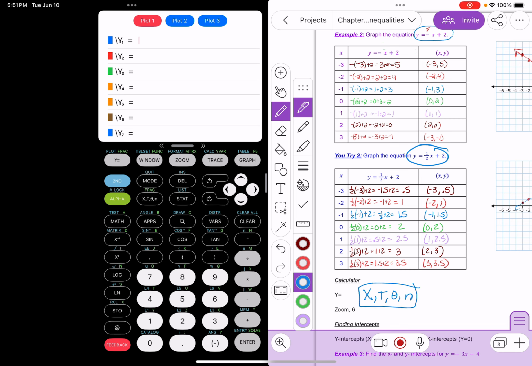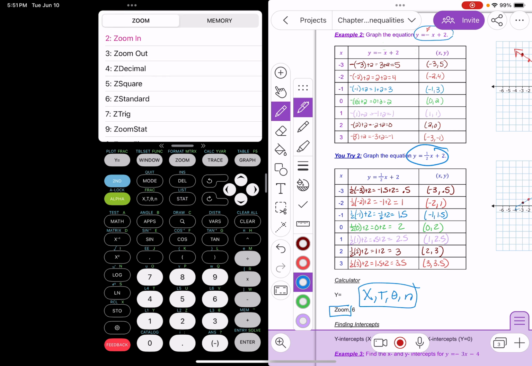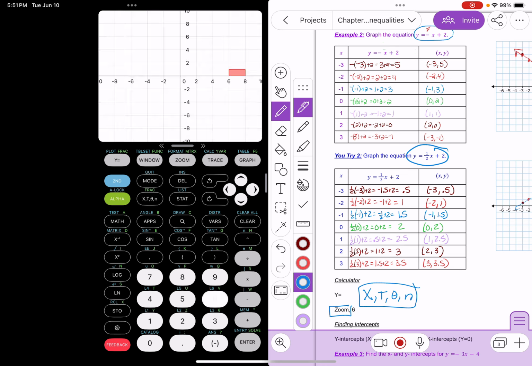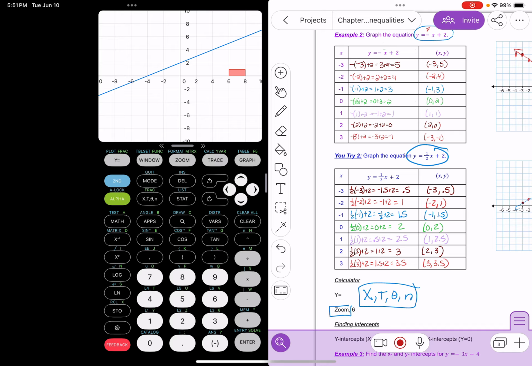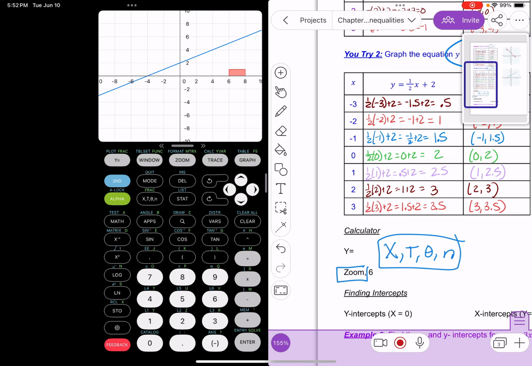So if I were to type that, I would do 1 divided by 2, probably in parentheses, and then hit that X button, and then plus 2. And you could hit graph, but depending on what else you've been doing, there could be lots of other things. So if you hit zoom, which is the top middle button, and then 6, that's going to bring it to a 10 by 10 grid. And then you'll see that same line that we just drew right here. So there are ways to graph them on your calculator as well.